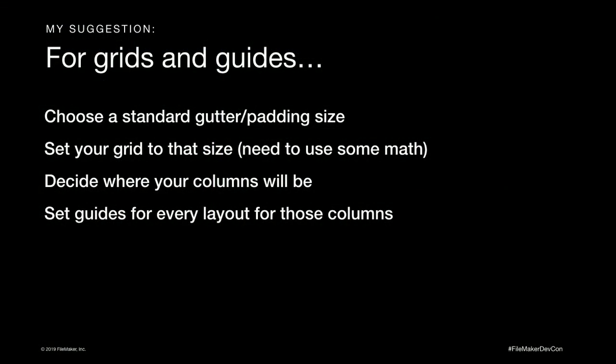So my suggestions for using grids and guides in FileMaker are to first choose that gutter or padding size. I like to use 8 points. If you like to use 10 points, more power to you. Choose some sort of standard padding or gutter size that you're going to use and set your grid up for that. You will need to do some math. I'm sorry, part of being good at this does involve math.